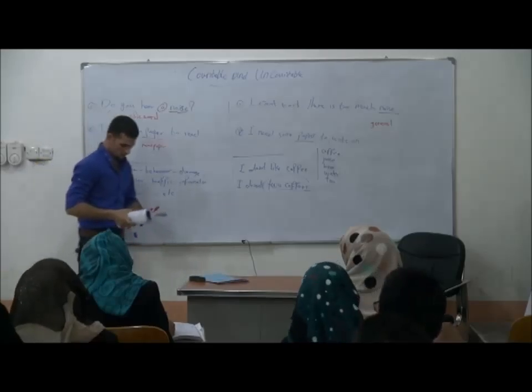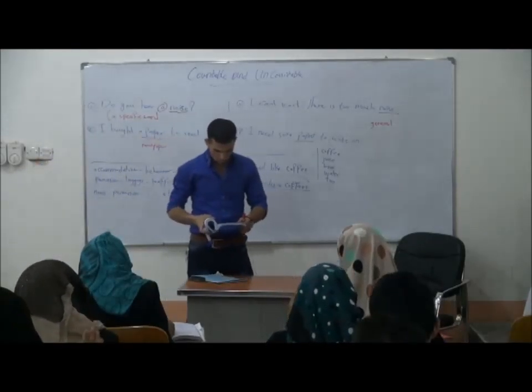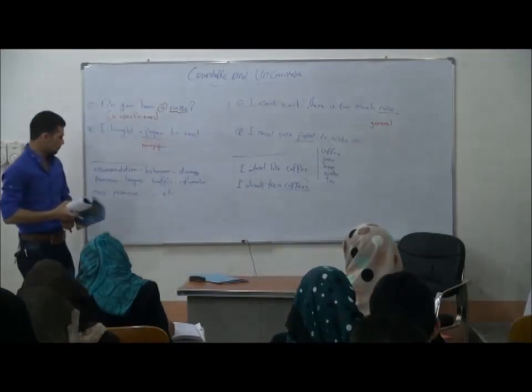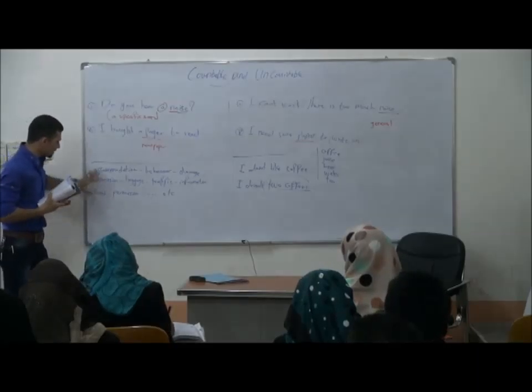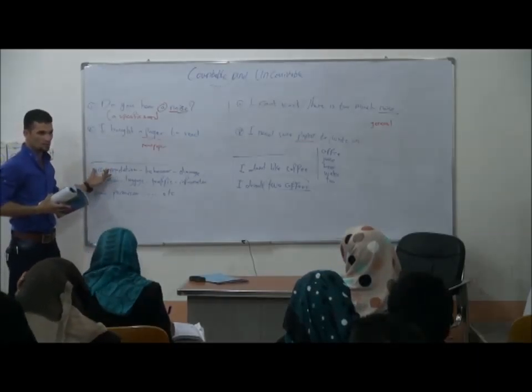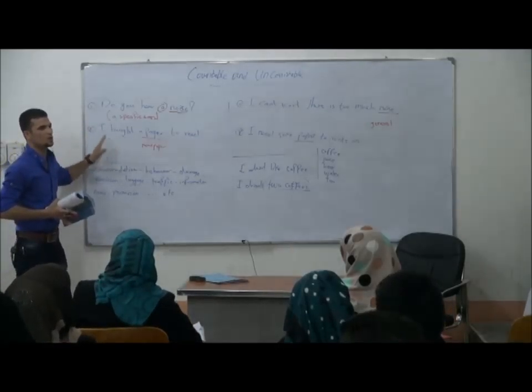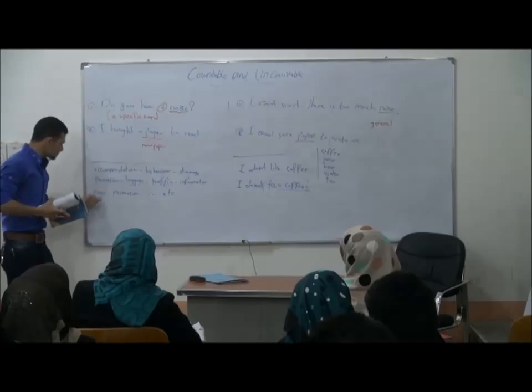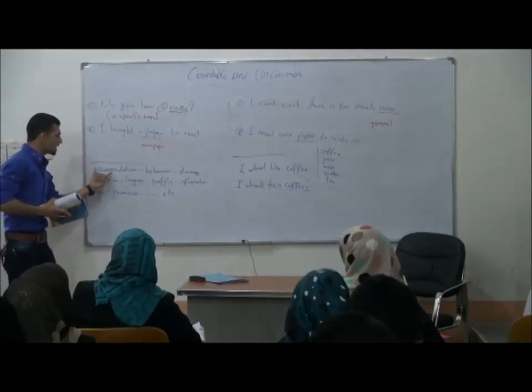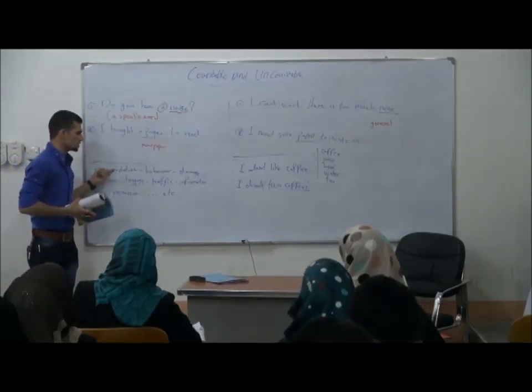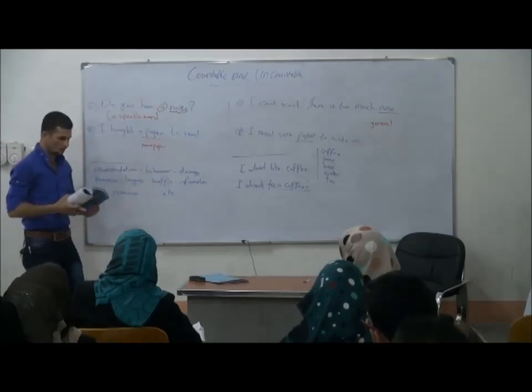Okay? Yes. So pay attention: when we say that they are uncountable, we cannot use a or an with them. Right? Because we said in the previous unit that a and an are used only with singular countable nouns. So with these nouns we cannot use a and an. We cannot say a accommodation, sorry, an accommodation or a behavior because they are uncountable.